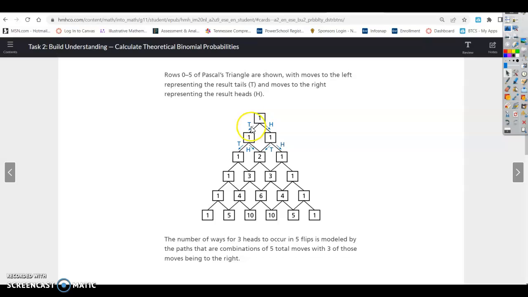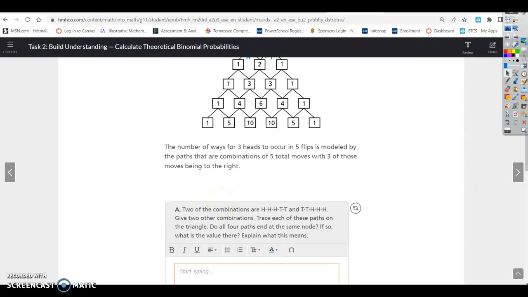So you can see here it goes tails and heads. This one goes tails and heads. This one represents tails and heads, and so on. The number of ways for 3 heads to occur in 5 flips is modeled by the paths that are combinations of 5 total moves, with 3 of those moves being to the right.